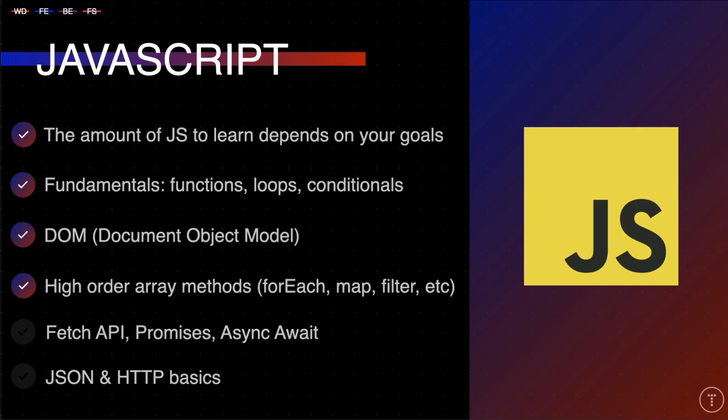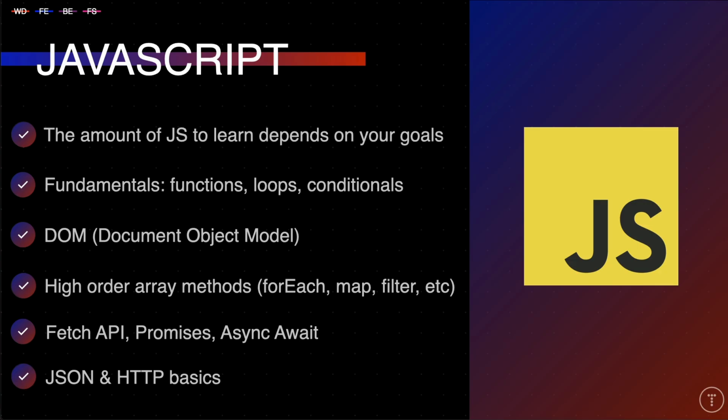And then higher order array methods are important for working with data. So methods like forEach, map, filter. And you should also learn the fetch API so that you can make requests to either a backend or a public API and fetch some data. So you want to learn about HTTP and methods like GET, POST, PUT, and DELETE. And learning about promises and asynchronous code in general is a must with JavaScript.